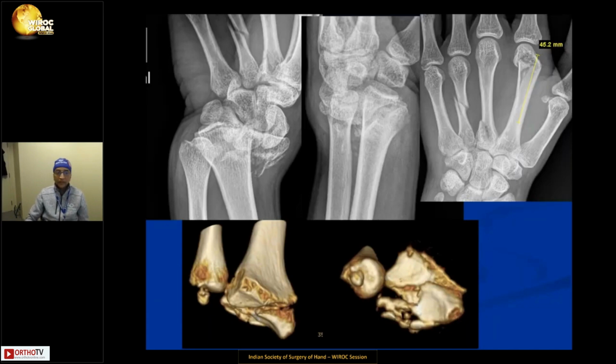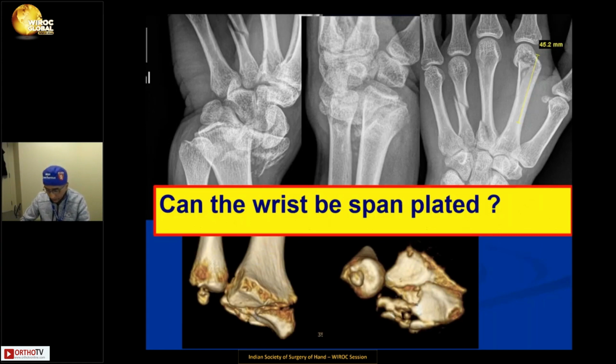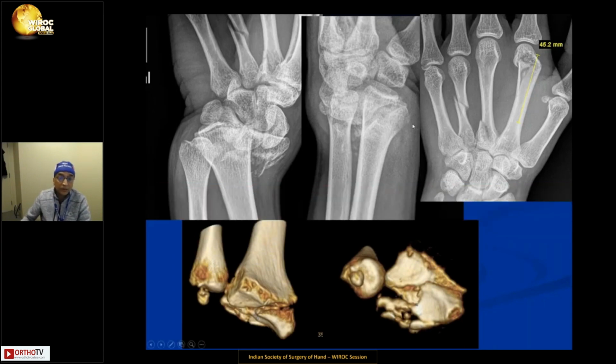Now, the next question I get asked is, can the wrist be span plated? Of course you can span plate it. Here is someone who came off a stair at a very big height, and he had these multiple fractures of the radius and of the metacarpals.